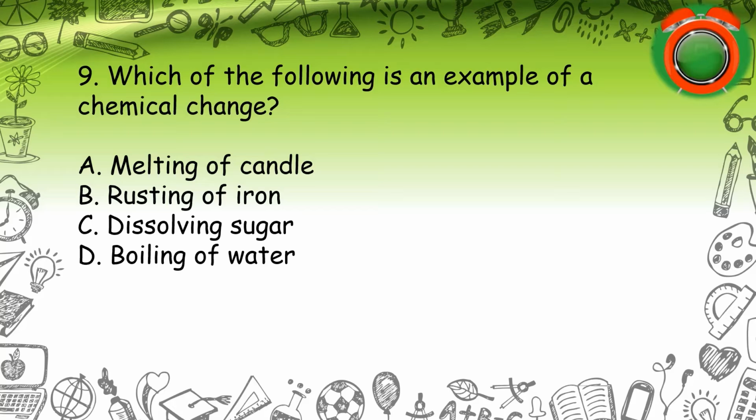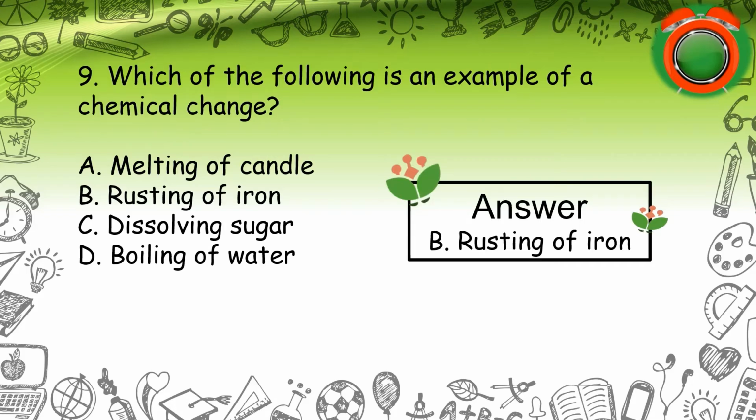Number 9 question. Which of the following is an example of a chemical change? A. Melting of candle. B. Rusting of iron. C. Dissolving sugar. D. Boiling of water. The correct answer is B.